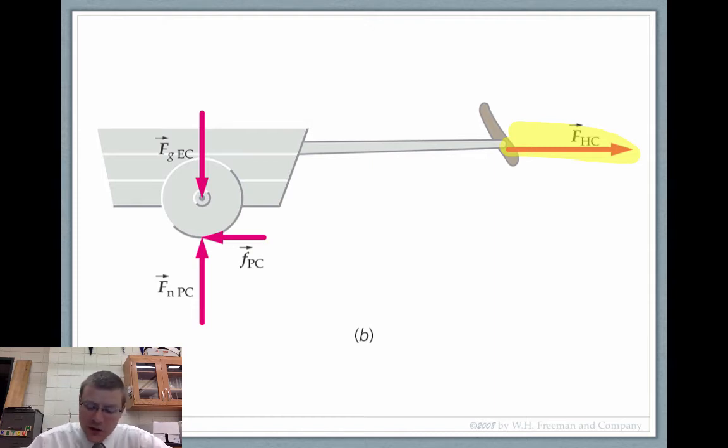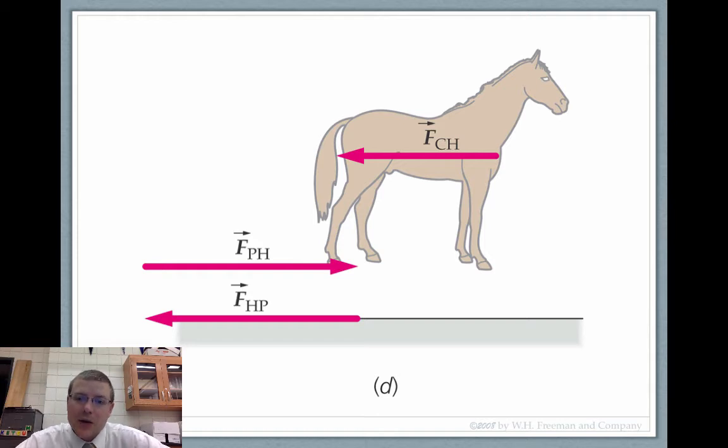Well, then let's look at the horse. Yes, there is a backwards equal and opposite force of the cart pulling back on the horse right here. So there's that third law pair, but it is a force that is acting on the horse.